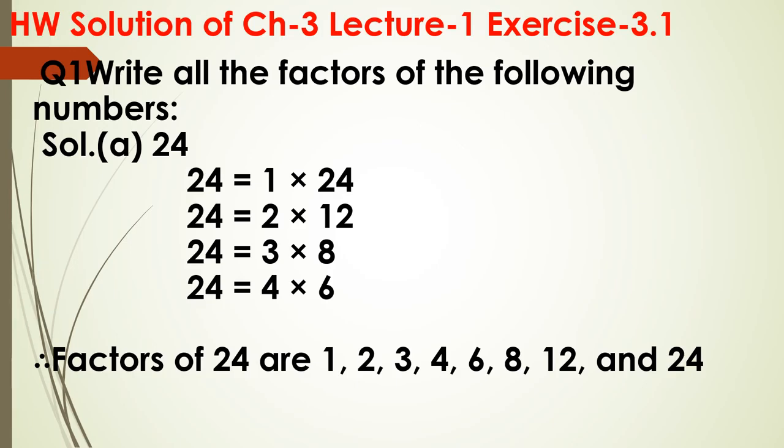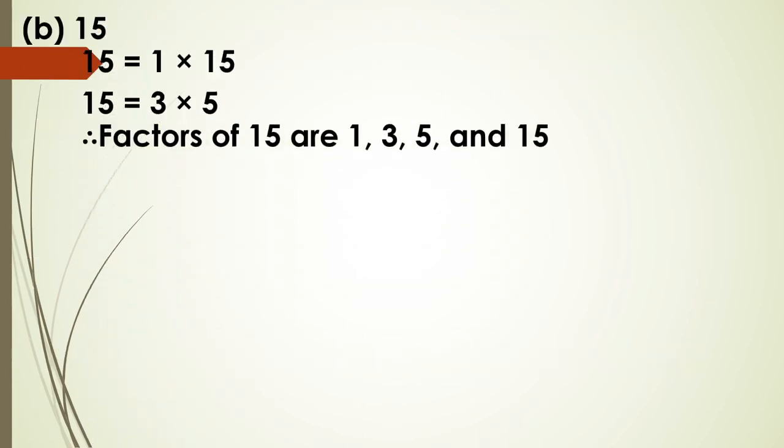See, I have made all the factors. Factors you know very well how to make. Factors of 24 are 1, 2, 3, 4, 6, 8, 12 and 24. It's B part. Factors of 15: 1 into 15 and 3 5s are 15. So factors of 15 are 1, 3, 5 and 15.